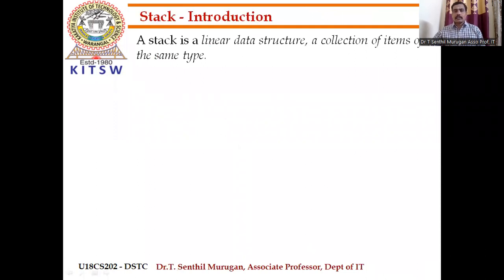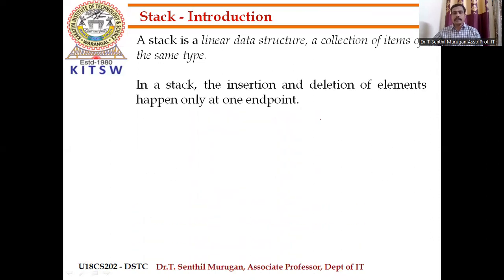What is a stack? A stack is a linear data structure, a collection of items of the same type. We know that we can represent the stack as an array. With the help of an array, we can represent the stack. An array is a collection of similar elements, so already we know about it. A stack also is a linear data structure and a collection of the same data types. In a stack, we can insert and delete the elements at one end point only.